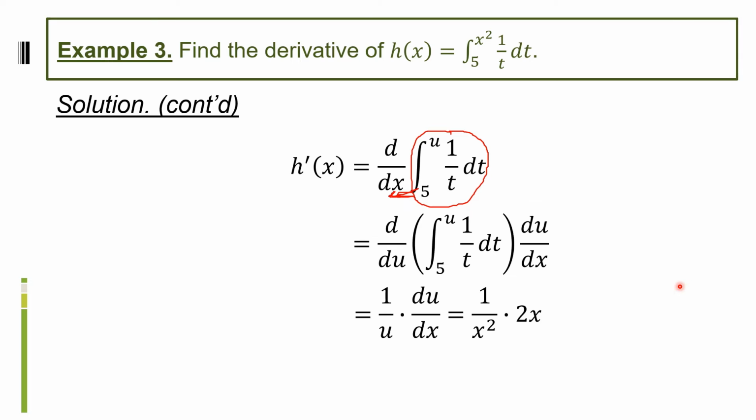By using FTC1 here, this is just equal to 1 over u times du over dx. Pero sabi natin, di ba, u is equal to x squared and du over dx is equal to 2x. So, this becomes now 1 over x squared times 2x. And pwede natin i-cancel yung isang x dito, which leaves us with 2 over x.